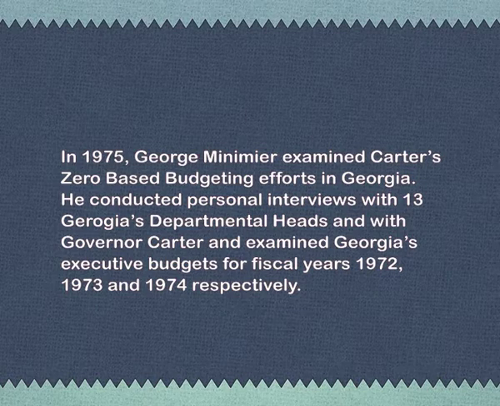He conducted personal interviews with 13 Georgia departmental heads and with Governor Carter, and examined Georgia's executive budgets for fiscal years 1972, 73 and 74 respectively. He concluded that zero-based budgeting improved the quality of information available to the governor, to the departmental heads and budget analysts, and that zero-based budgeting had made an indirect contribution to reallocation of financial resources. But zero-based budgeting did not make a direct contribution to reallocation of the state financial resources.